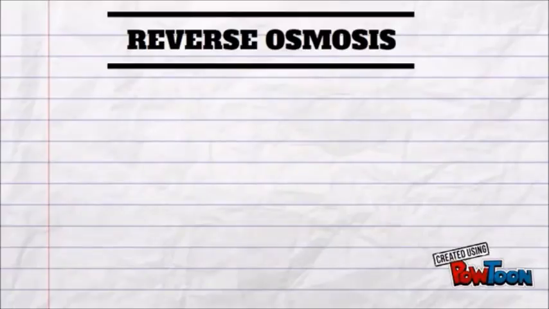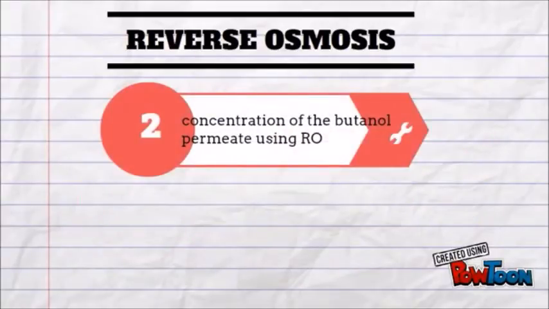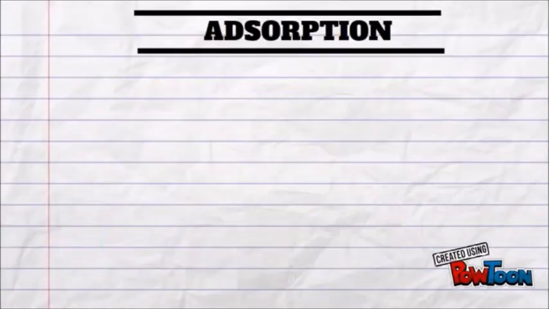Next is reverse osmosis. It is widely used for butanol separation and purification to concentrate the fermentation brew. It has three steps. First, nanofiltration of the aqueous butanol solution by a butanol permeable membrane to remove impurities and get a butanol containing solution from the permeate side. Next, concentration of the butanol permeate using reverse osmosis, followed by phase separation of the concentrated butanol solution into a butanol phase and an aqueous phase. Lastly, separation of butanol from the butanol phase with distillation.